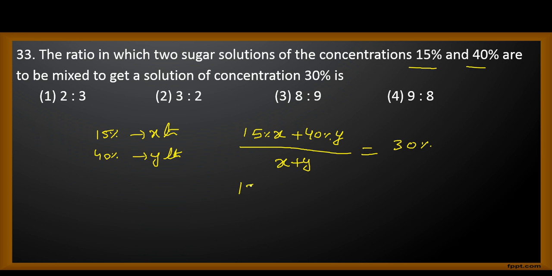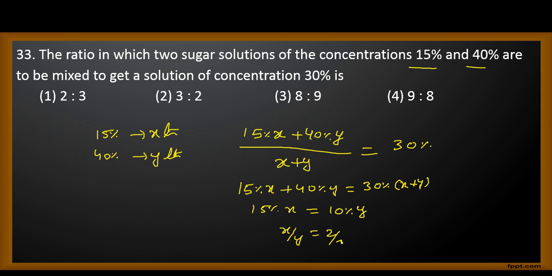So 15% of x plus 40% of y equals 30% of x plus y. From this we can say that 15% of x is equivalent to 10% of y. Simply x by y is equivalent to 2 by 3. The answer is option 1.